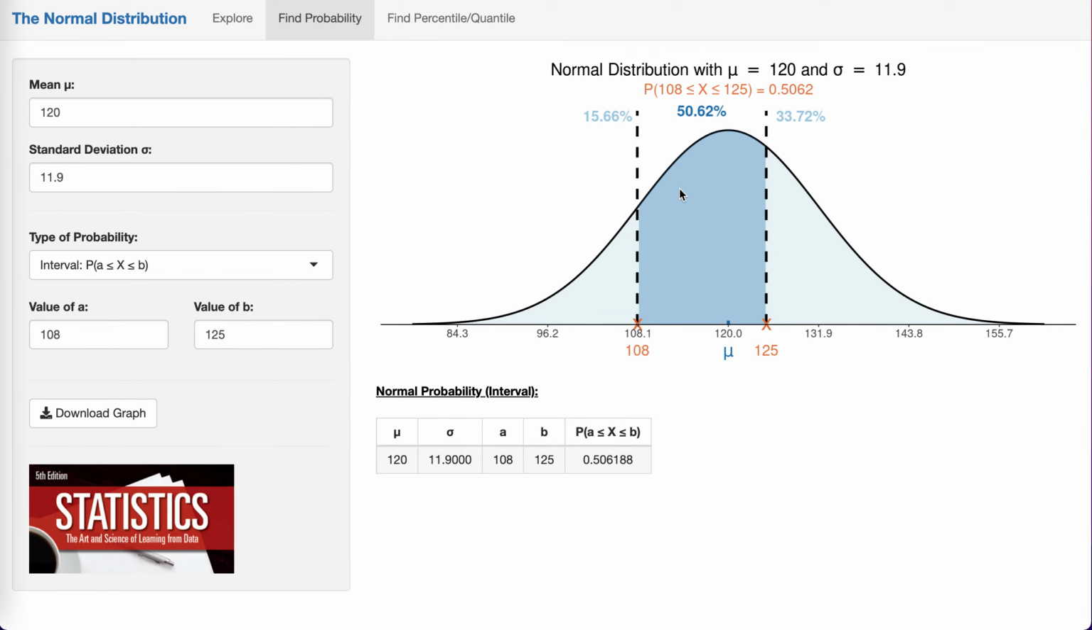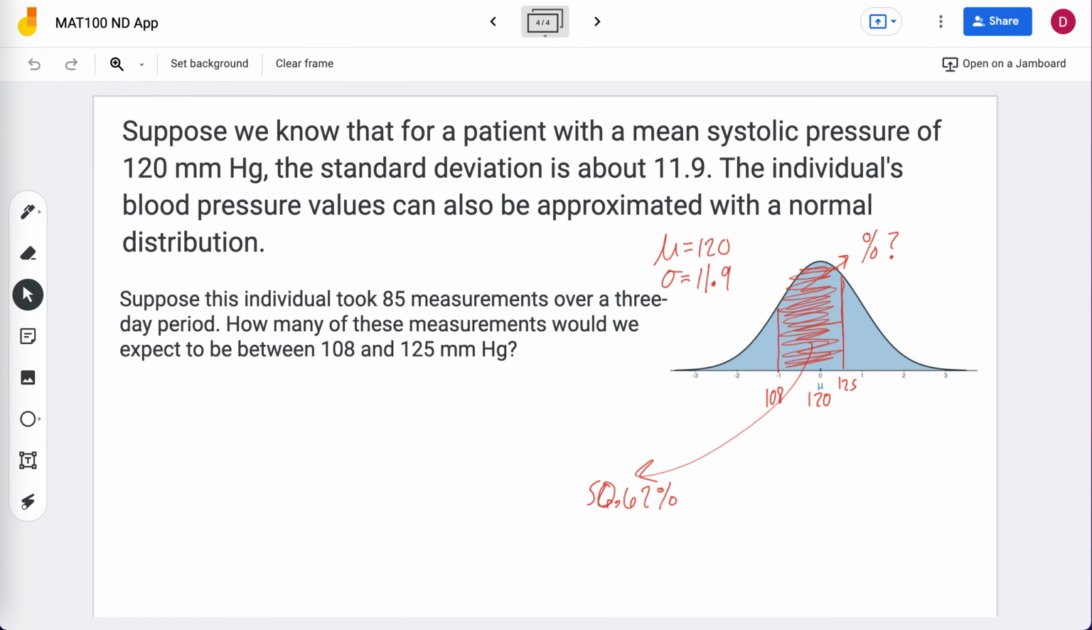So it's really important, and I encourage you to sketch a picture to help you before you use the calculator, because then you can confirm, yep, that's the picture that I had. And so I see that this area here is 50.62%. So we expect 50.62% of measurements to be between those values. And so 50.62% is the percent.